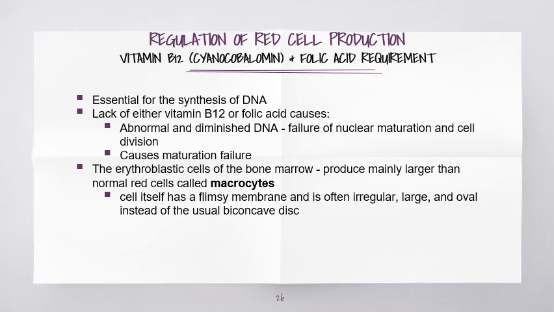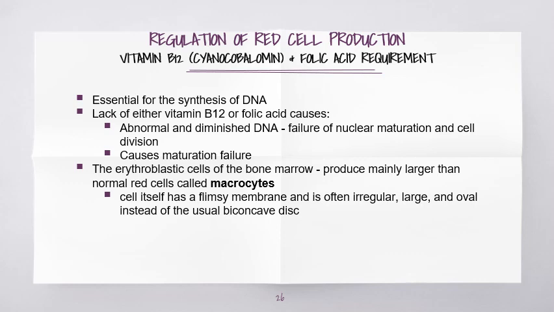So imagine your nucleus is at the pronormoblastic stage, but your cytoplasm is looking like a polychromatophilic erythroblast. Diba? Pink na siya, but the nucleus is still immature. So there is asynchrony, okay? Because cytoplasm continues to mature while the DNA is actually lagging behind because of the lack of vitamin B12 and folic acid.